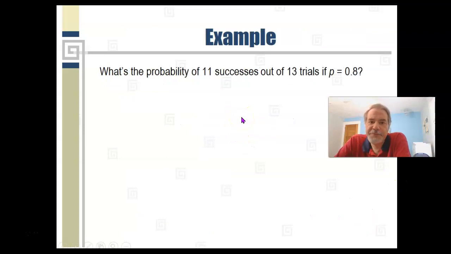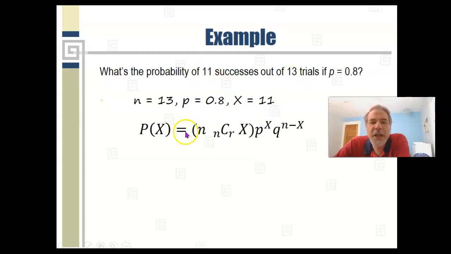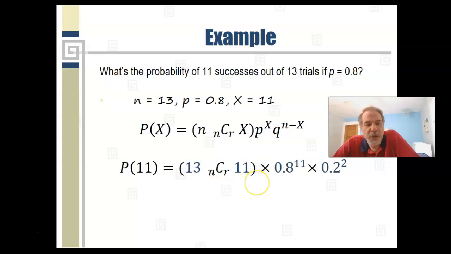So for example, if you want the probability of getting 11 successes out of 13 trials, if P equals 0.8. So N, the number of trials, would be 13 in this example. P is 0.8, X is 11. So if we use this formula, we're putting 13 for N here and also here. We're putting in 11 for X here and here and here. We're putting in 0.8 for P, and then the Q would be 1 minus P, so 1 minus 0.8 would be 0.2. So it looks like this.